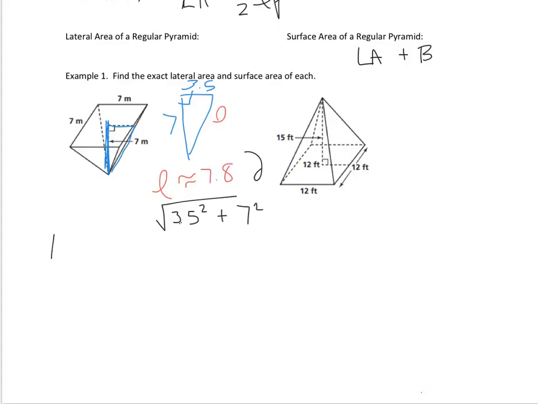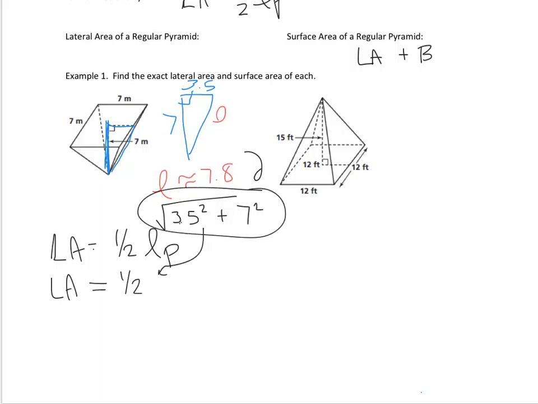So I'm going to do lateral area equals 1/2 lateral or slant height times the perimeter of the polygon. Lateral area equals 1/2 this right here times the perimeter. So the perimeter is going to be 7 plus 7 plus 7 plus 7. So it's 28. Okay, so then I put that in my calculator for lateral area.